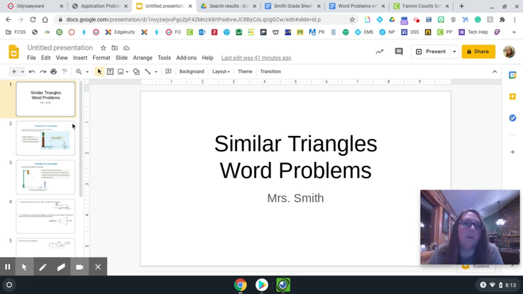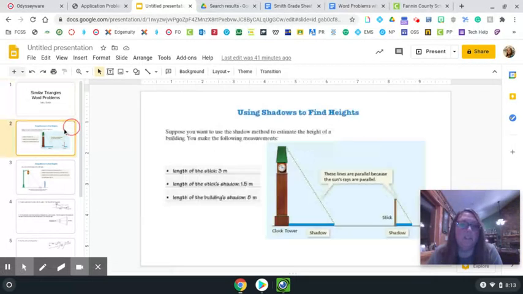All right, so we're going to start with one that involves the sun. We're going to use shadows to find heights. Suppose you want to use the shadow method to estimate the height of a building, and you make the following measurements. So we have that the length of a stick is 3 meters. The length of the stick's shadow is 1.5 meters, and the length of the building shadow is 8 meters.